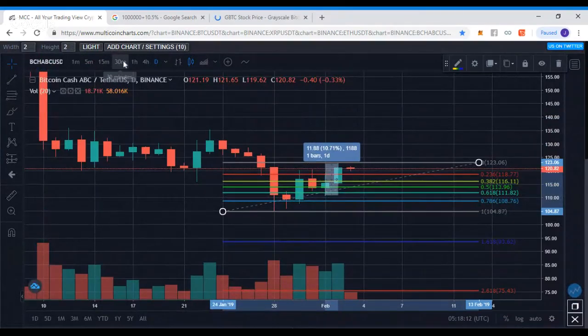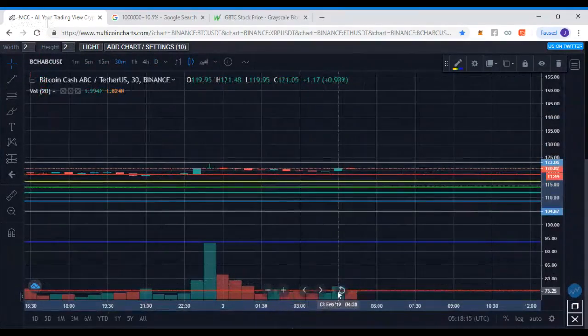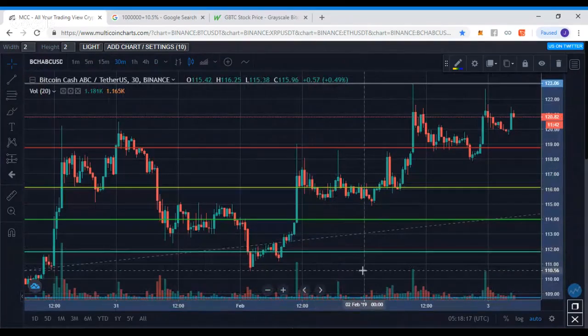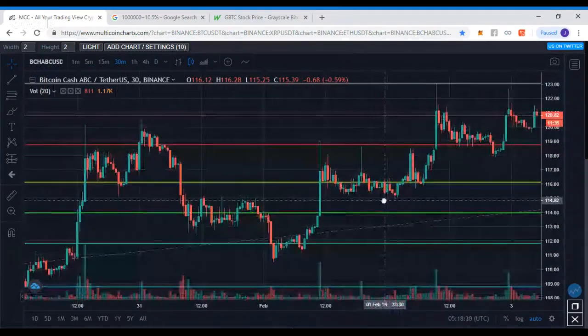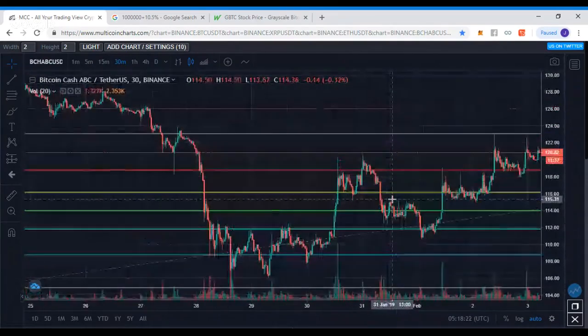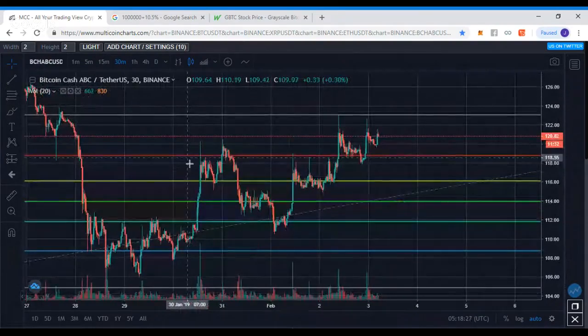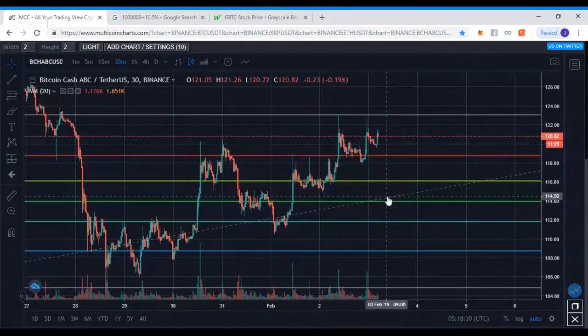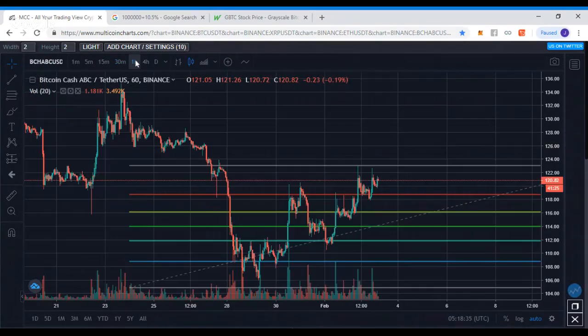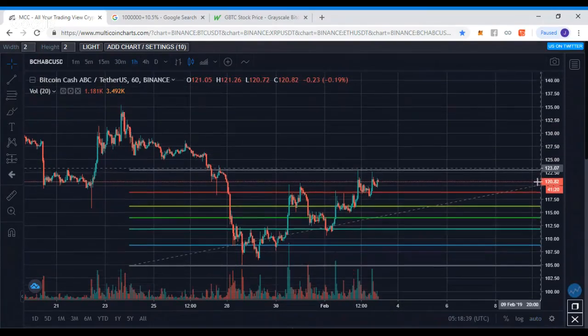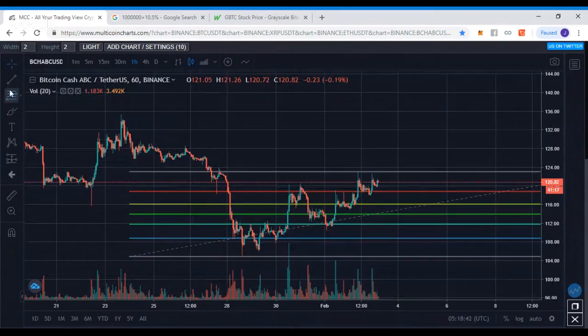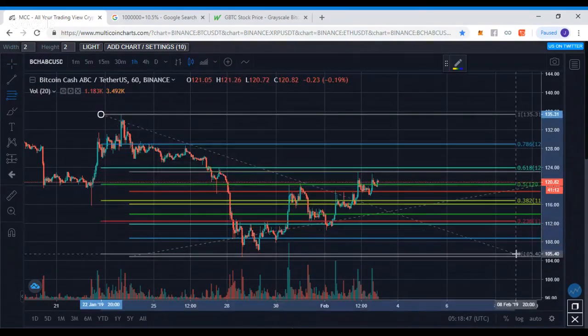That's macro. Let's go down to our micro level. So we can see right now, looking at this, what is it, 30 minutes? Let's go back to an hour. In fact, I also want to pull this from a swing high to a swing low. I want to see what type of retracement we have going back to the upside.